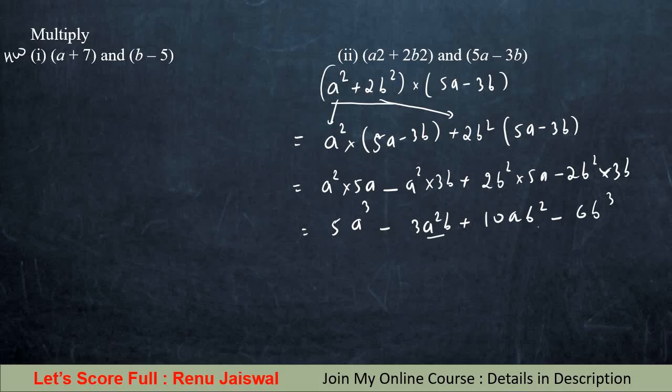While doing addition and subtraction, keep in mind, if it is not like terms, we can't do anything. Don't get confused like 10 minus 3, you do 7a square b. We can't do that, because for that we need to have like terms.